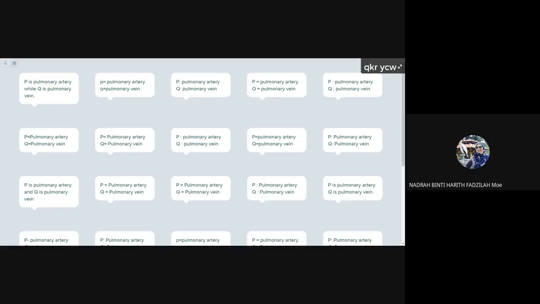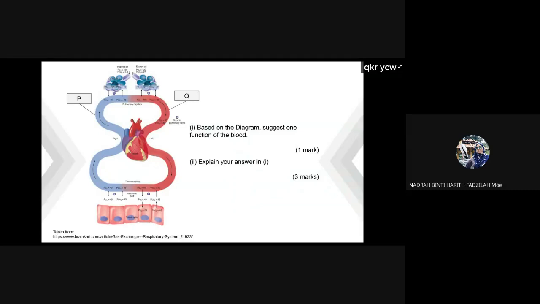And lastly, soalan pada slide 28 tu, kita pergi ke slide 29 kan? Okay ya, saya pergi ke slide 29. So, based on the diagram, suggest one function of blood. So, in the diagram, clue dia dekat situ ialah differences in partial pressure. Lepas tu ada arrow keluar masuk carbon dioxide due to differences in partial pressure. So based on this diagram, the function of blood is to transport oxygen and carbon dioxide.